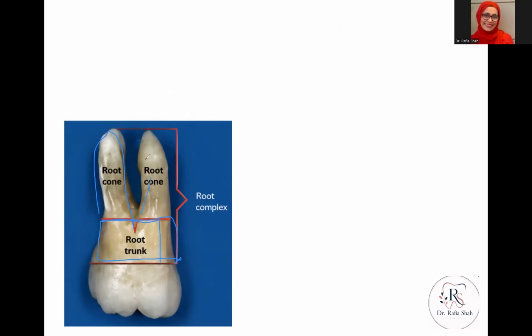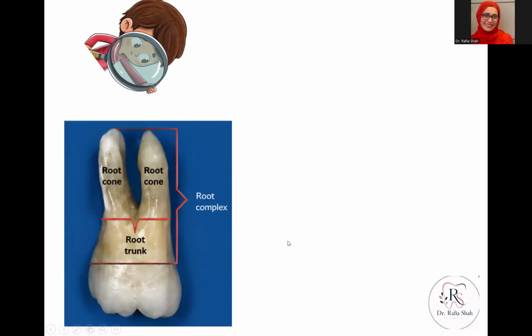So this is called the root cone, where the separation occurs. The two separate segments or three or four separate segments are called root cones. And the point which is not separated, this one unit above the root surface and below the crown surface, is called the root trunk. Together we call it a root complex.